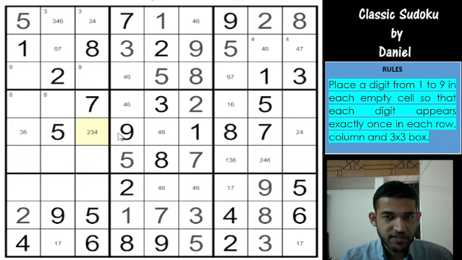Okay, it doesn't seem to be an easy Sudoku, although at the start we were getting the digits fast. Now slowly it seems to have stagnated.